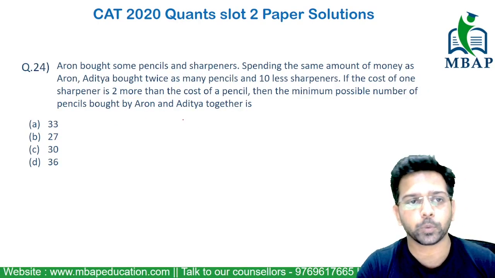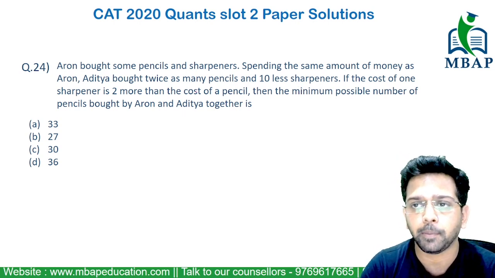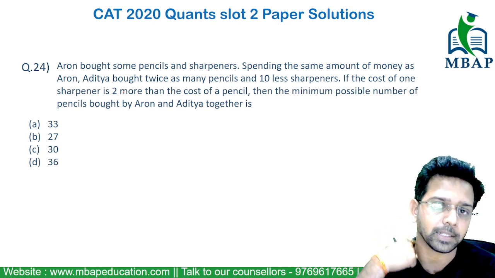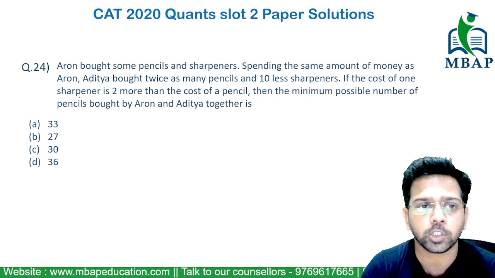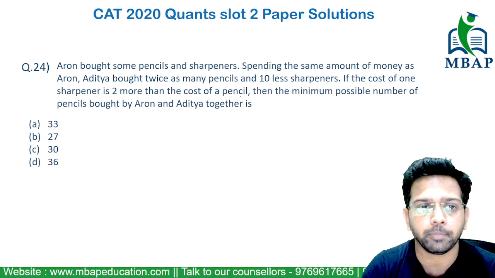Let's have a look at the next question. The question says, Aaron bought some pencils and sharpeners. Spending the same amount of money as Aaron, Aditya bought twice as many pencils and 10 fewer sharpeners. If the cost of one sharpener is 2 rupees less than that of a pencil, then the minimum possible number of pencils bought by Aaron and Aditya together is how much?